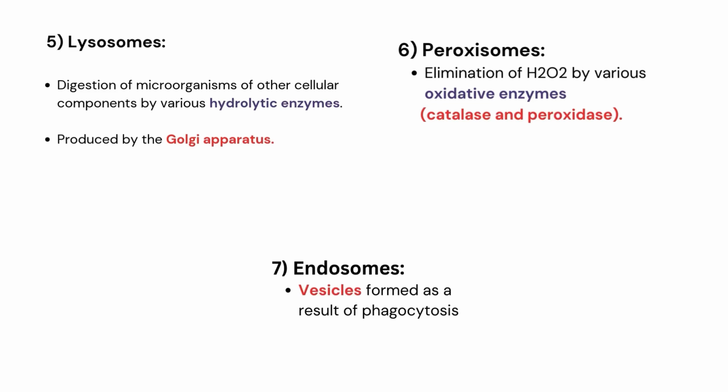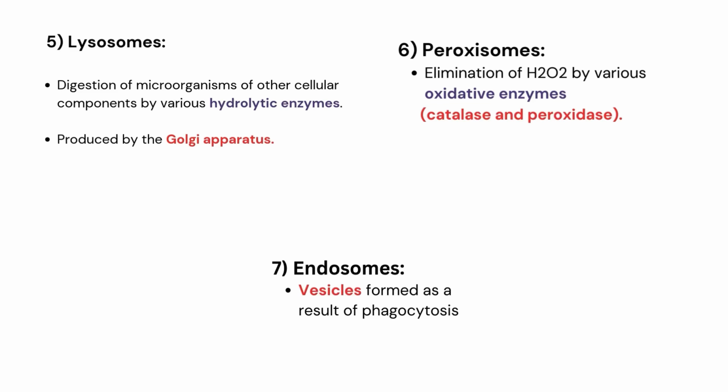Let's talk about the cleanup crew of the cell. First, let's talk about endosomes. Endosome basically is like a transport system. Whatever vesicles are formed as a result of phagocytosis, endosome will transport that vesicle to lysosome for further digestion. Lysosome with their hydrolytic enzymes, remember hydrolytic enzymes, will digest whatever microorganism or cellular debris to clean up the cell. Lysosomes are produced by Golgi apparatus.